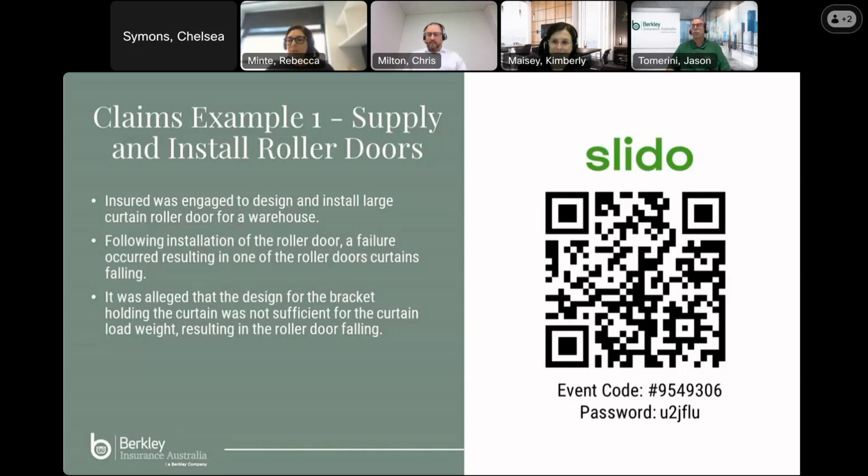So as we can see there, 93-ish% have said that that was a covered claim, and those people would be correct. The claim related to an error in the design and specification of the bracket, and so therefore indemnity was granted under our Berkeley D&C wording, and the matter was ultimately settled for approximately $100,000, and that included costs and expenses. So thank you for your votes in the first of our 2 Slido surveys. Can we go to the next slide, please?